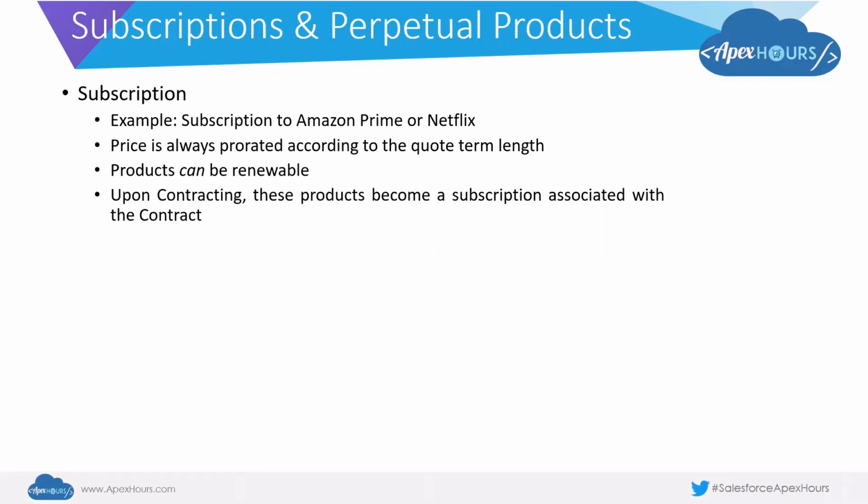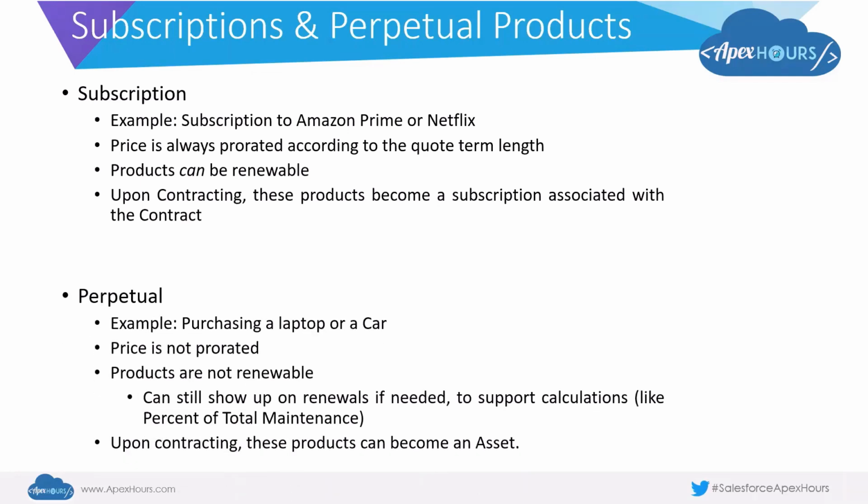Subscription products can be renewed from one contract to the next. These products have a concept of start date, end date, and term length. So at the end of the term, we could renew these products. This is only applicable for subscription products and not perpetual products. Say, for example, you have an Amazon Prime or a Netflix subscription for 1 year, you will have to renew it at the end of the 1-year term. Upon contracting, subscription products become subscriptions associated with a contract, whereas if it's a perpetual product, then it becomes an asset. That is one distinction between the contracting behavior based on the type of product.